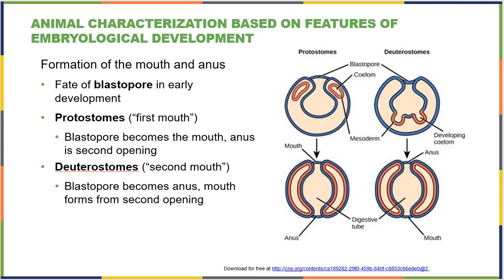The formation of the mouth and the anus: that blastopore that we mentioned before, that first opening that happens in the formation of the gastrula stage. If that original opening becomes your mouth, you're called a protostome, and you are a deuterostome if the original opening becomes the anus. Both of these end up with a second opening, but it's just what develops first. You fit in that deuterostome group.